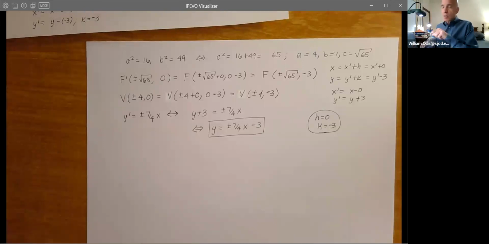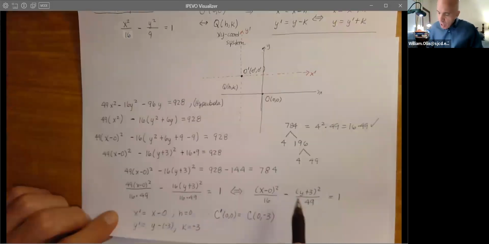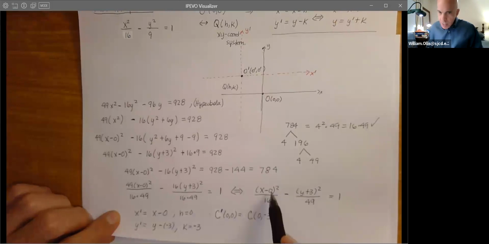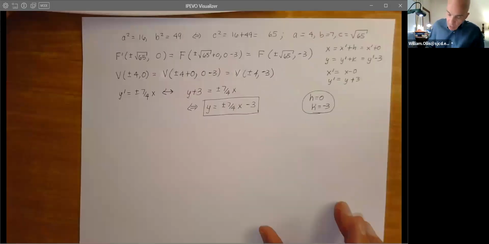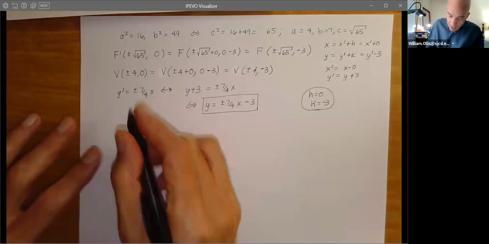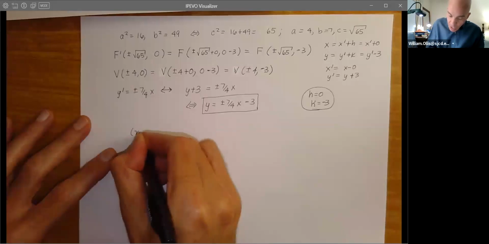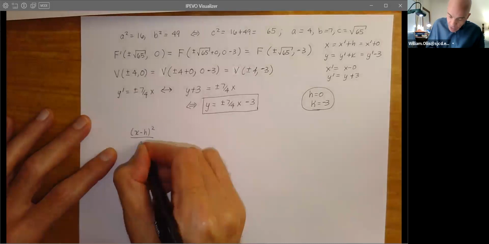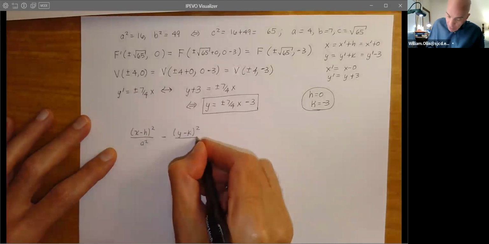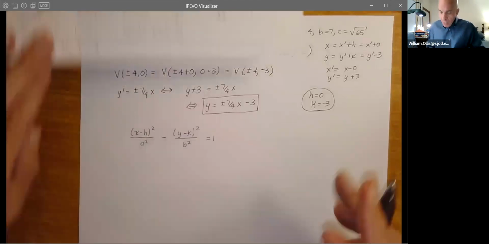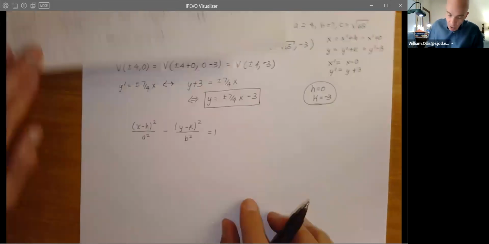So what we're seeing here is that when we have what looks like a hyperbola, we set out to complete the square. And then we notice the translation here. We see, okay, h is 0, k is negative 3. So we can think of in general that we have a situation like this: x minus h quantity squared over a squared minus y minus k quantity squared over b squared equals 1, which is what we got here. So this would be the goal.